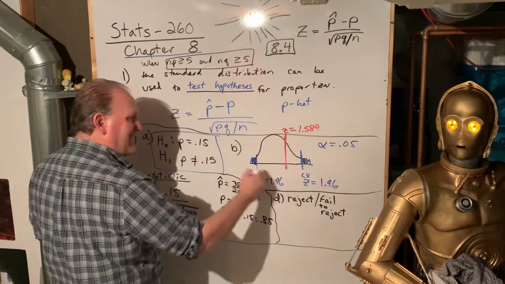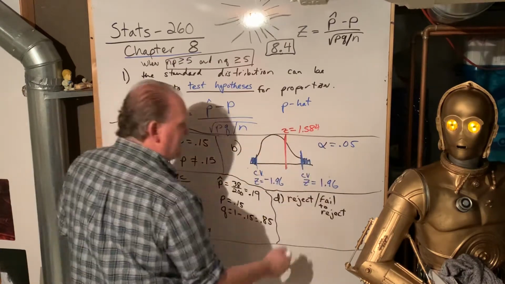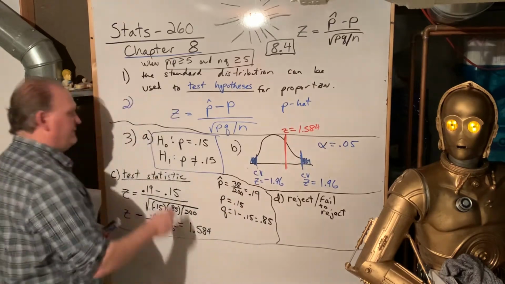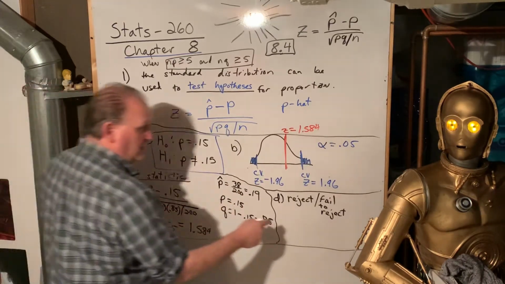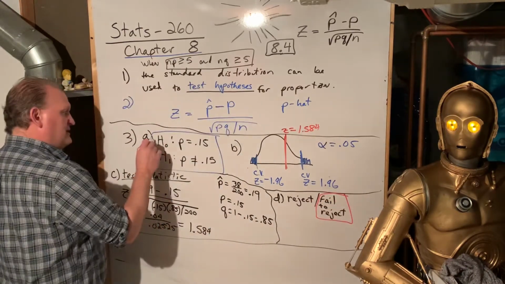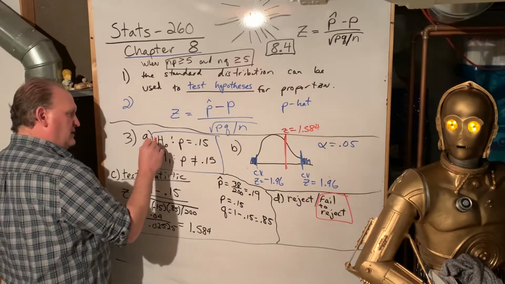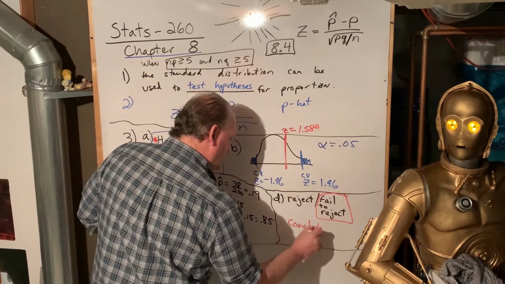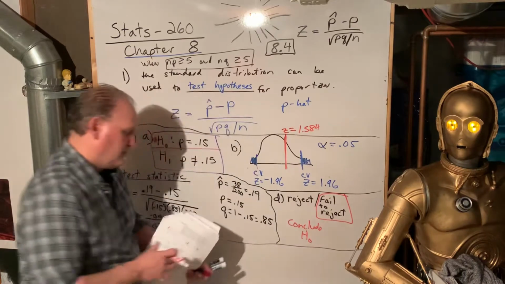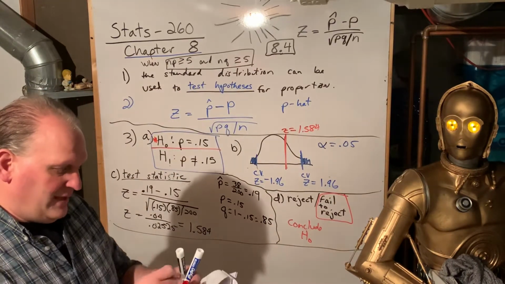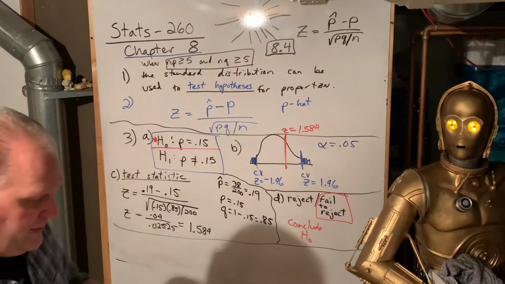So that is in the non-critical area. All of this unshaded area is evidence for the null. So we fail to reject the null. That means this is our conclusion. We're concluding the null hypothesis. And then we'll do a quick little write-up for that. So we fail to reject the null at a 5% level.